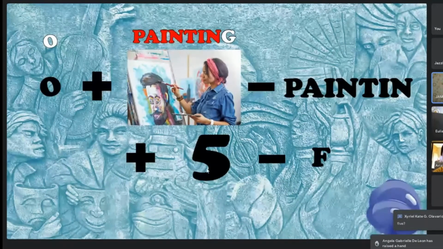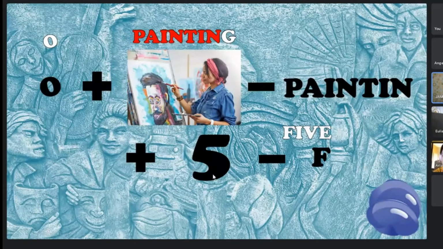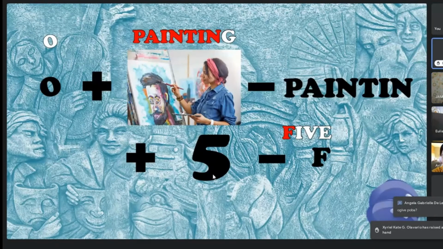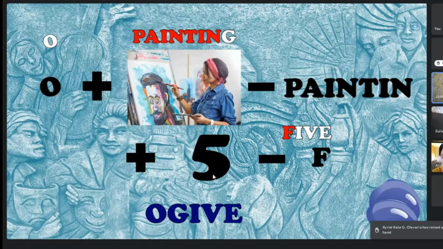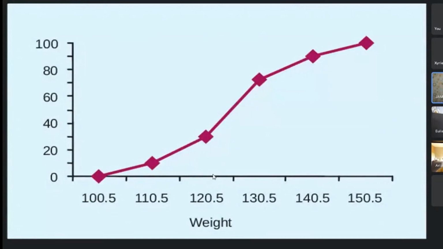Then, what will this figure mean? Yes, Angela? 5 po. Okay, very good, we have here 5. Then, minus F. Therefore, what will be our fifth type of graph? Yes, Cyril? Ogive po. It's ogive, pronounced as ogive. Okay? So our last type of graph for today is the ogive. So this is what an ogive looks like.